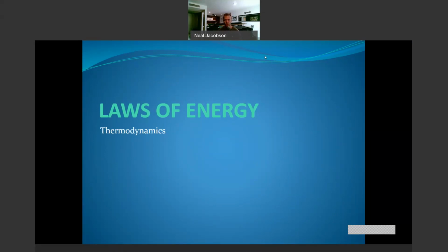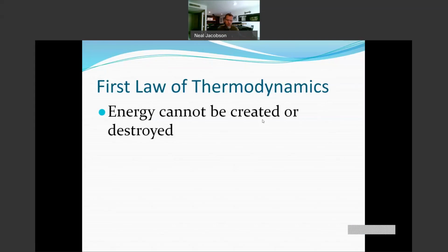All right, so we'll go ahead and start with the first law of thermodynamics. And the first law of thermodynamics states energy cannot be created or destroyed. So that means the total amount of energy that we started with is the same amount of energy that we finish with. However, it will be different types of energy. So you can start with a lot of free energy. Eventually, that will become entropic energy. We'll talk about that in a minute. Don't want to get ahead of myself.